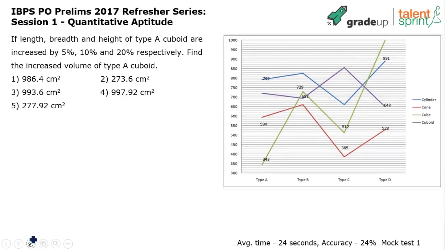Anyway, let me give you the value. 720 is the value. Now find out the answer. Let's see now how many of you get it. 720 for type A cuboid.